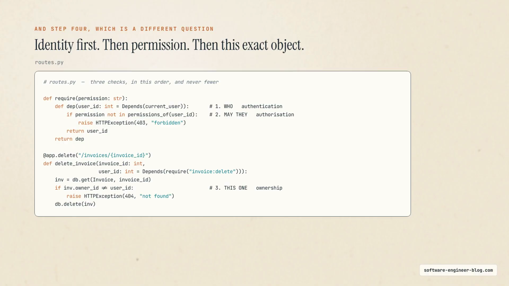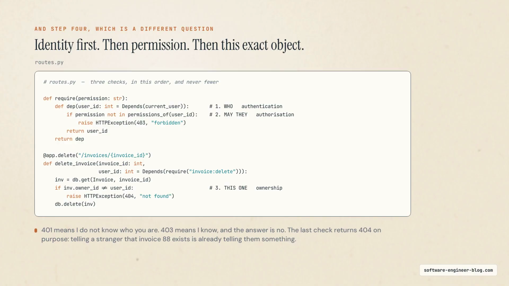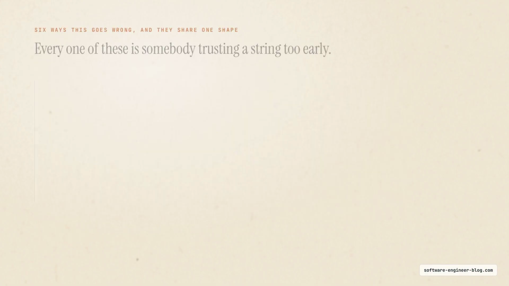Two details worth keeping. 401 means I do not know who you are. 403 means I know, and the answer is no. And the ownership check returns 404 on purpose, because telling a stranger that invoice 88 exists is already telling them something. Six mistakes worth naming, and they all have the same shape.